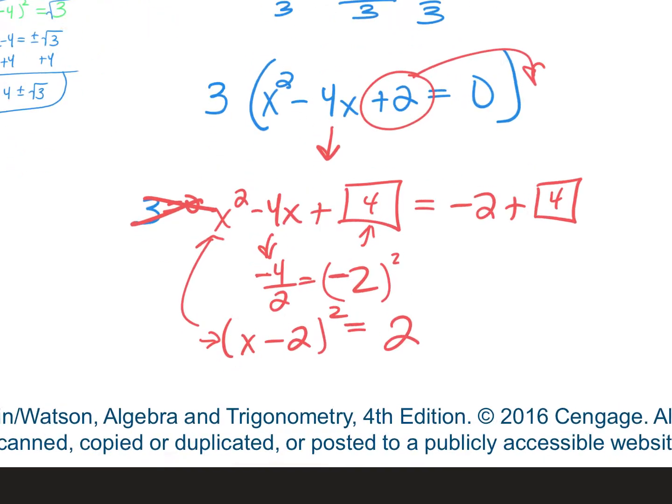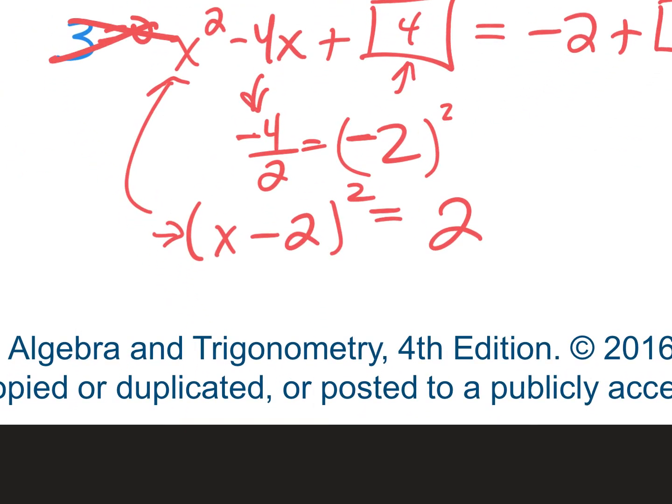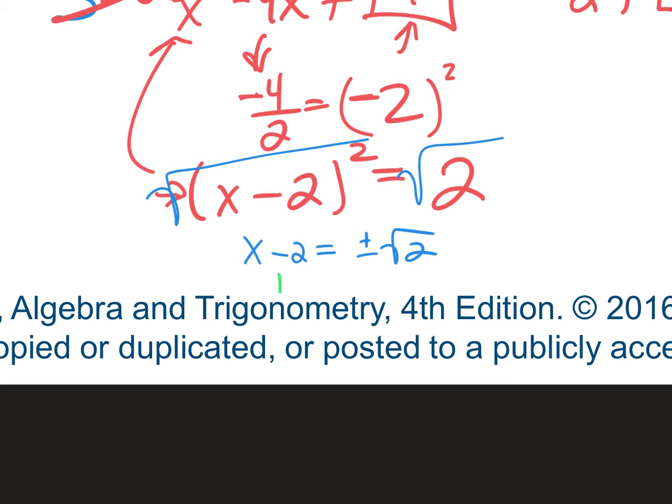Now, how do we solve this, guys? We're going to do the same thing we did just a minute ago. Take the square root of both sides. Good. So x minus 2 equals, what goes in front of my square root of 2? Plus or minus. And then what do I do? I'm going to add 2 on both sides. So I get x equals 2 plus or minus the square root of 2.